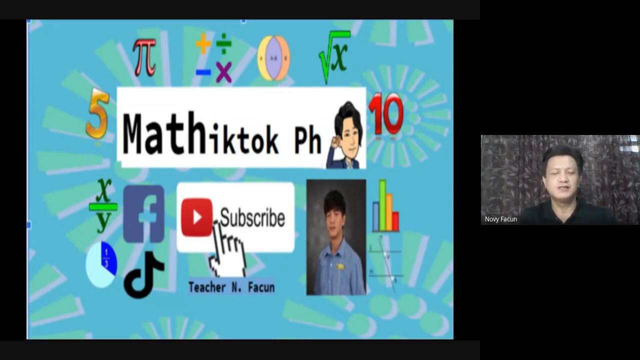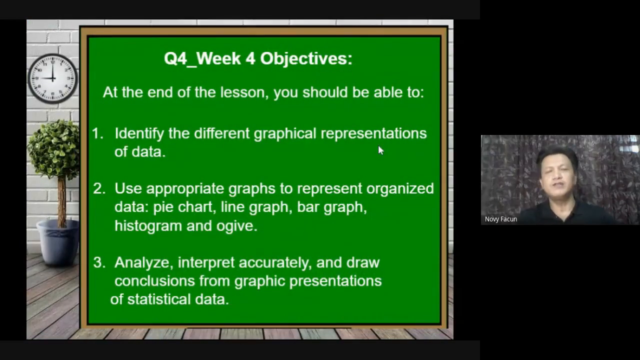Thank you so much. So with that, our quarter four week four objectives. At the end of the lesson, you should be able to: one, identify the different graphical representations of data. Number two, use appropriate graphs to represent organized data. We have the pie chart, line graph, bar graph, and histogram, also the ogive. Number three, analyze, interpret accurately, and draw conclusions from graphic presentations of statistical data. Ito yung kailangan nyo matutunan or ma-master this week.